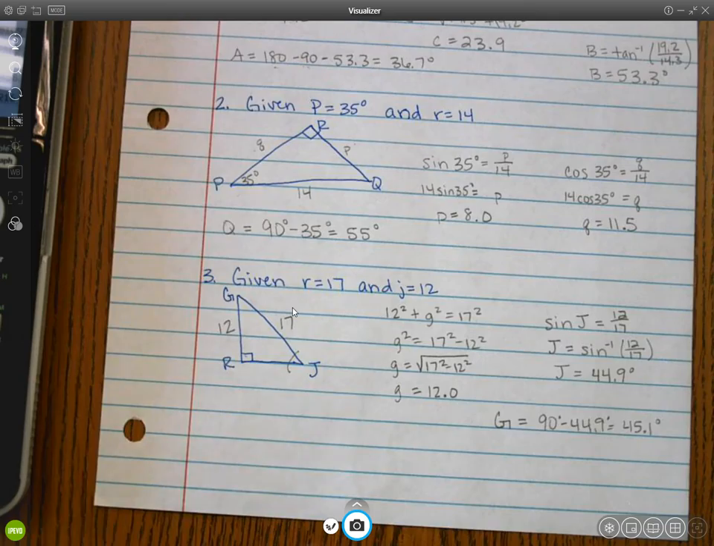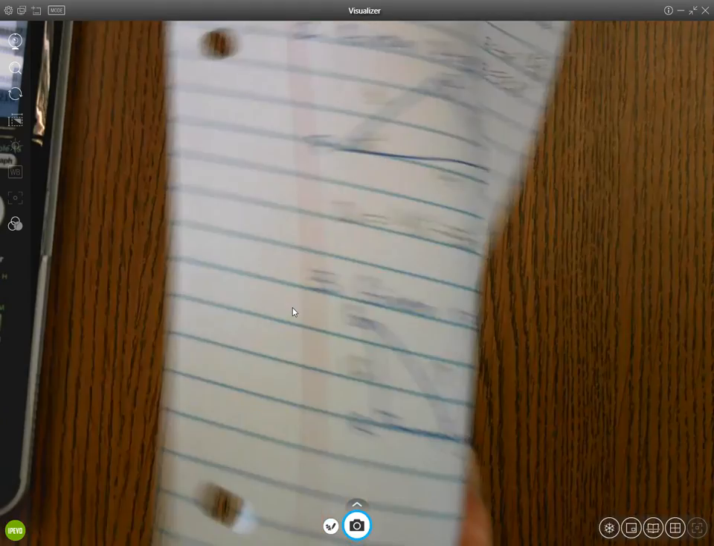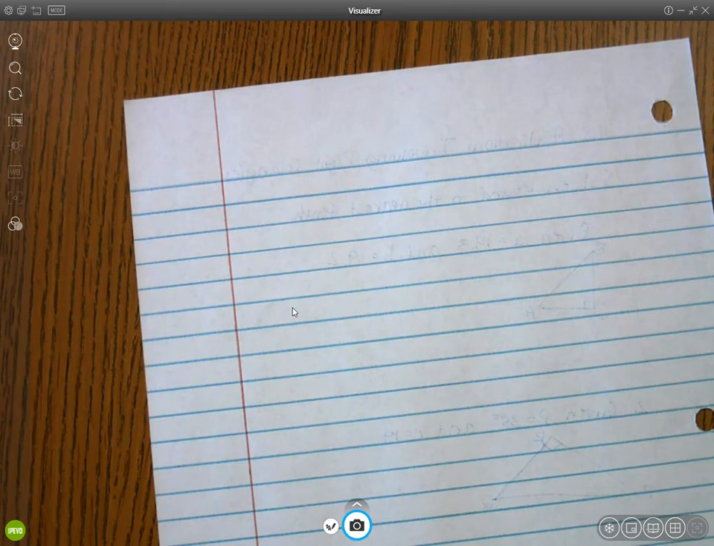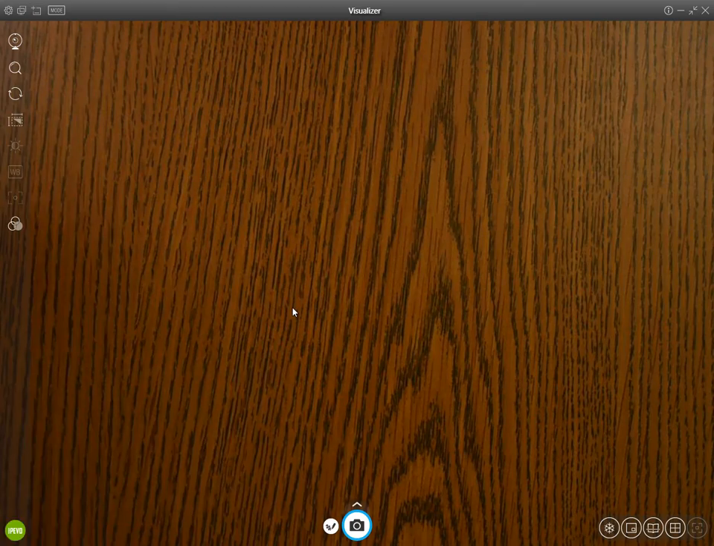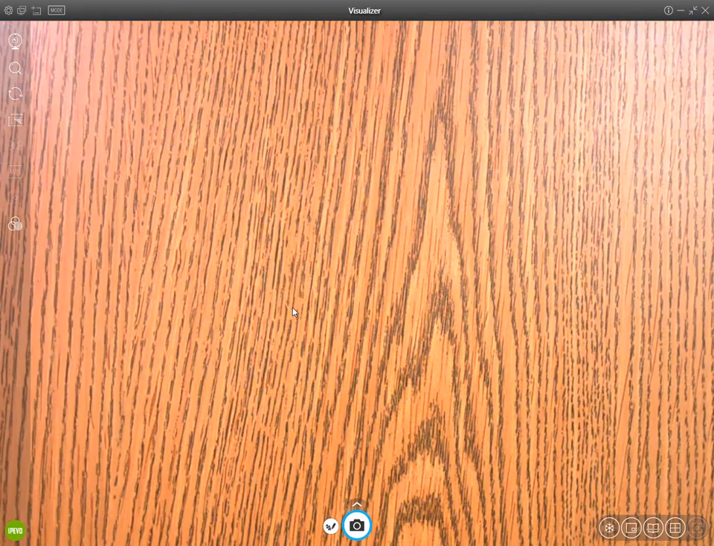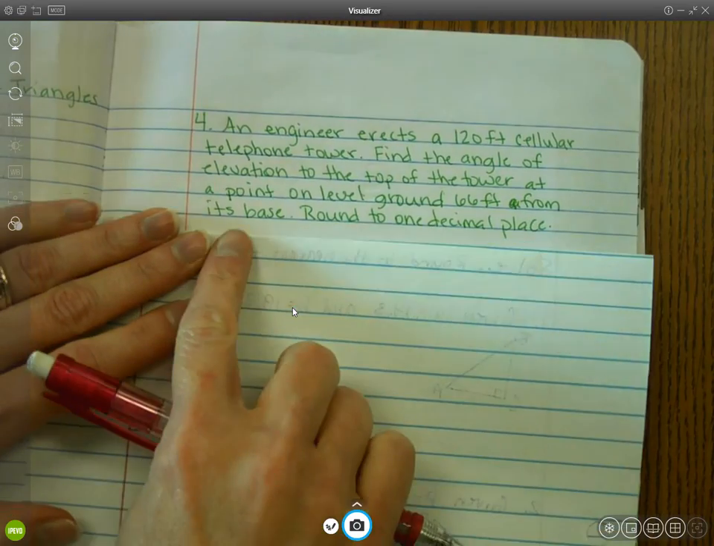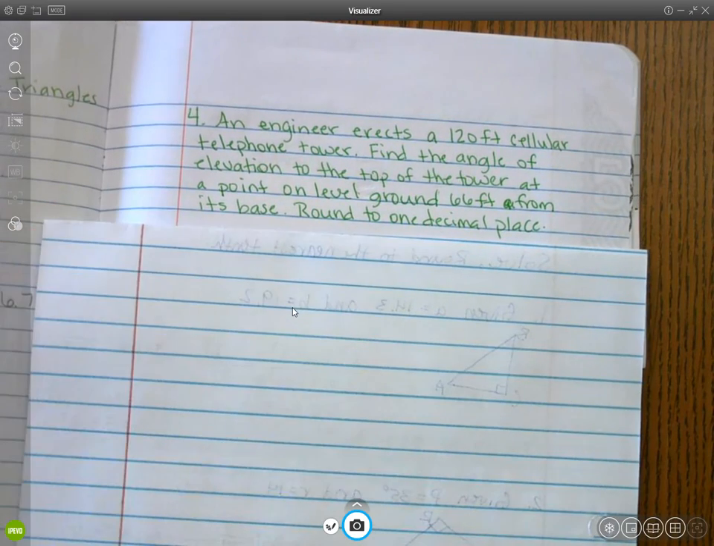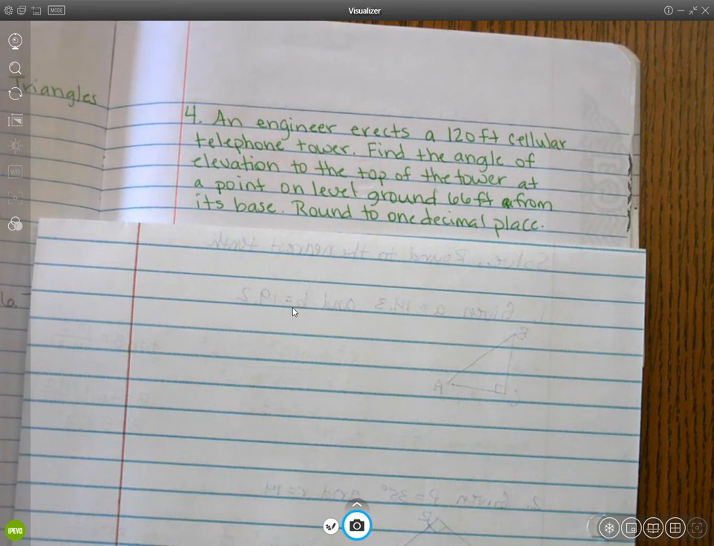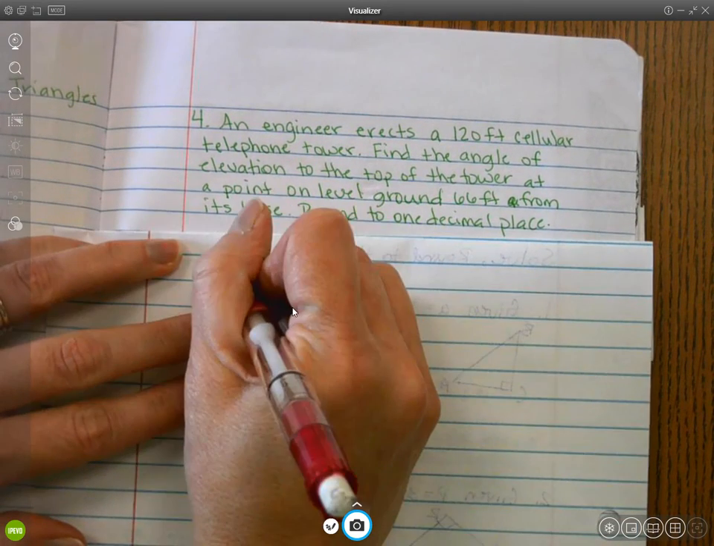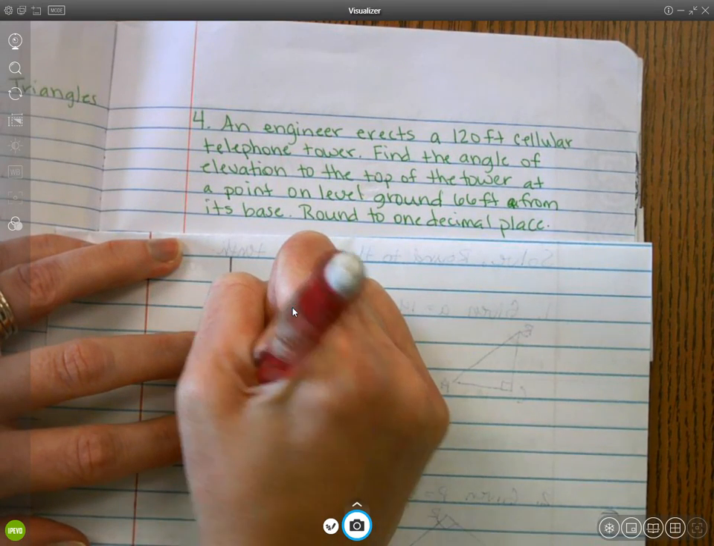All right, so for our word problem. I don't want to write this whole word problem down, so I'm going to be a little lazy and do this. Here is our word problem. Ooh, focus. There it goes. All right, we have an engineer erects a 120-foot cellular phone tower. They want us to find the angle of elevation to the top of the tower at a point on level ground 66 feet from its base. All right, so we have a tower.